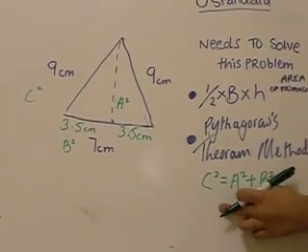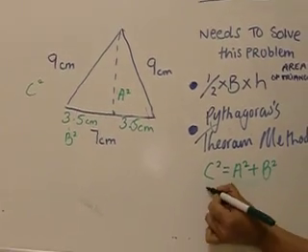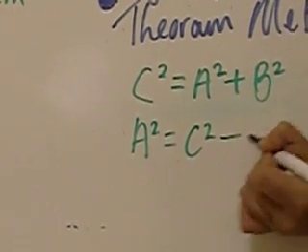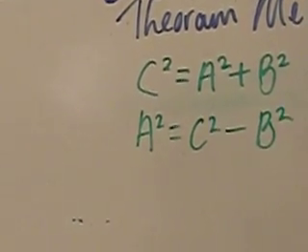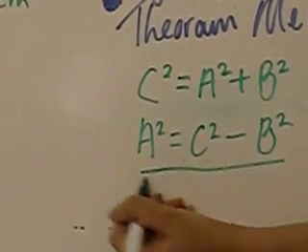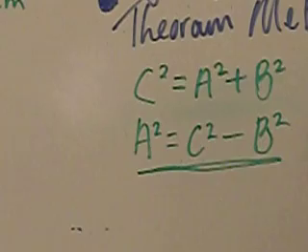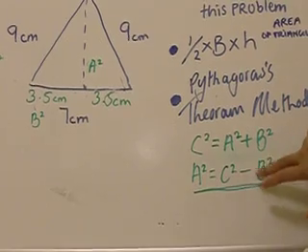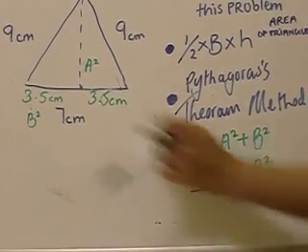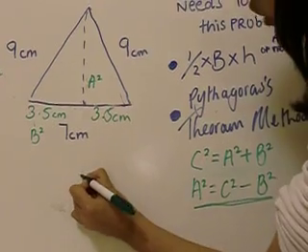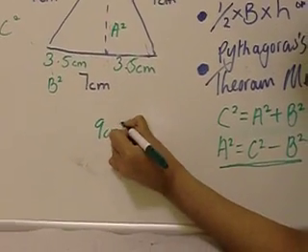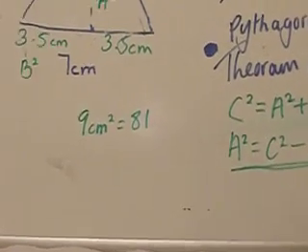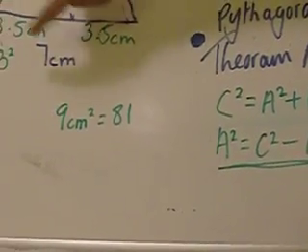So we are going to use the inverse: a squared equals c squared take away b squared. Okay? We are going to use this. Remember this. Remember how to do the inverse. So a squared equals c squared take away b squared. c squared, as you can see, is 9 centimeters squared, so 9 squared equals 81, and b squared is going to be 3.5 centimeters.